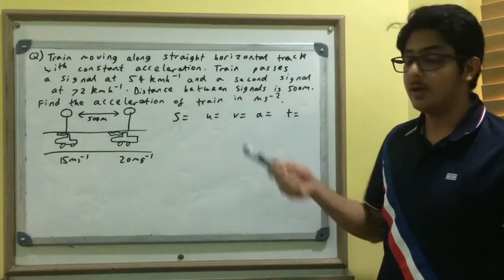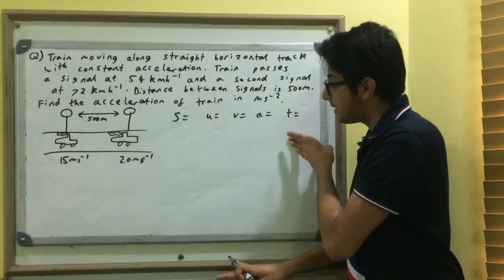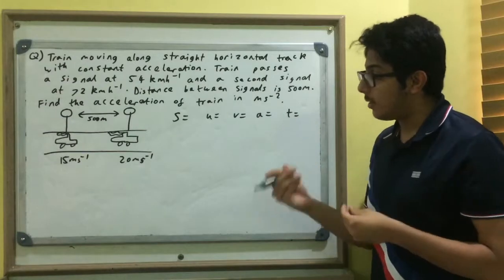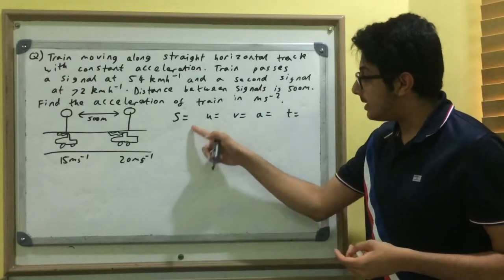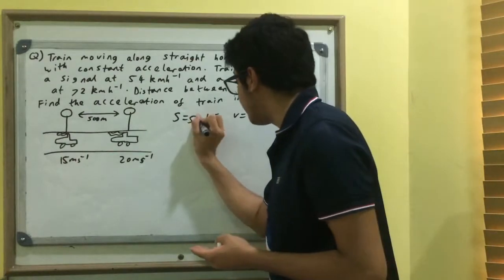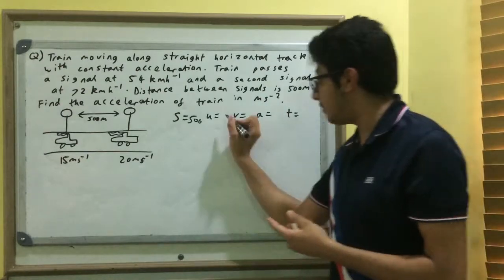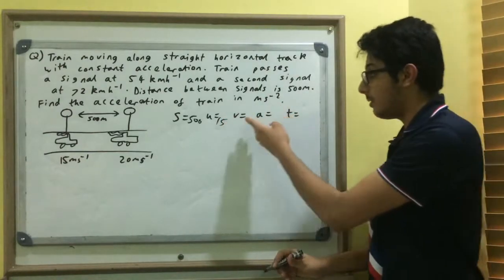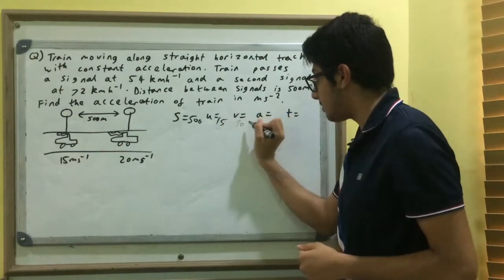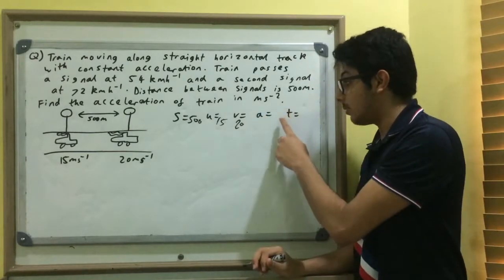So convert the values. And then you write Suvat and you write down the values it gives you. Do we have the displacement from one point to another? Yes, we do. It's 500, from the first signal to the second signal. Do we have the initial velocity? Yes, we do. 15 meters per second. Second, the final velocity is, yes, 20 meters per second. And what we're trying to find is the acceleration.